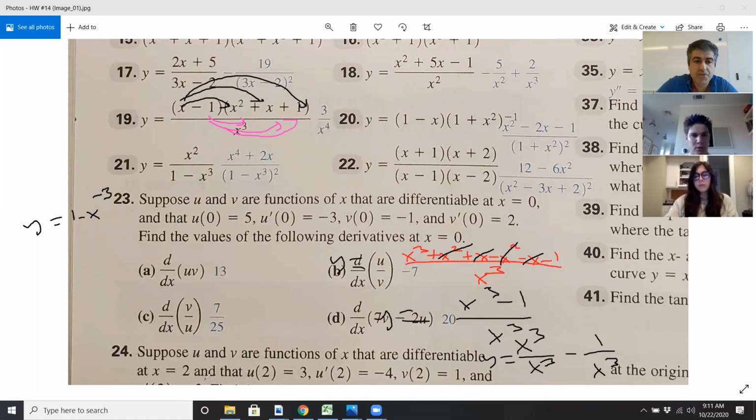Now, just take my derivative. Easy peasy. Derivative of 1 is 0. That's going to be negative of -3 times x to the -4. 3 over x to the 4th. Done. There we go.